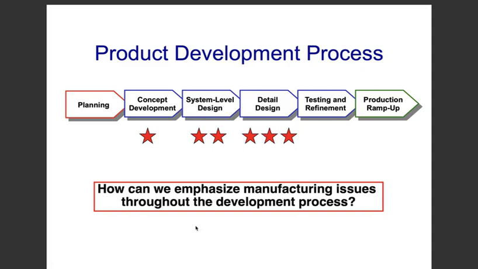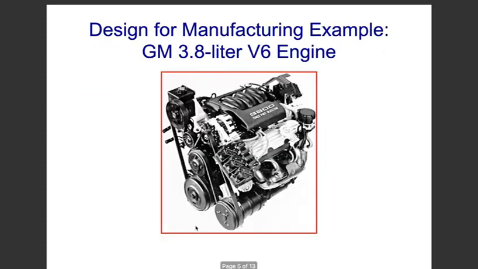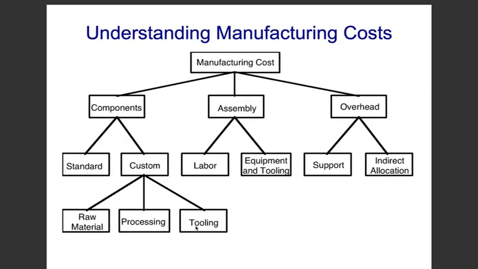So the question is, how can we emphasize manufacturing issues throughout the development process? It means that manufacturing issues in this case are how we make sure that the product can be manufactured. One example for design for manufacturing is a GM 3.8 liter V6 engine. It's a very complex product, so how do we manufacture it and understand the manufacturing costs? Because in the end, I think the objective is how to minimize costs.